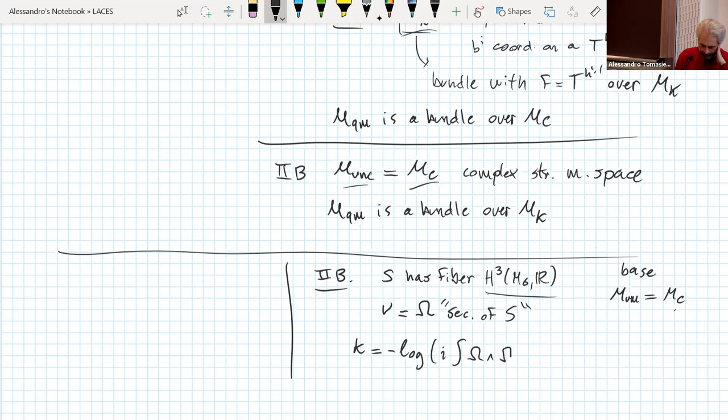And now we also see what the pairing is. The pairing in this case is just the pairing in H3, the pairing we saw earlier in the lecture. It's anti-symmetric. And you may not have seen the connection of that pairing with the pairing that I introduced when I was defining a special Kähler manifold, but for this particular application, they are one and the same. They are the same pairing.